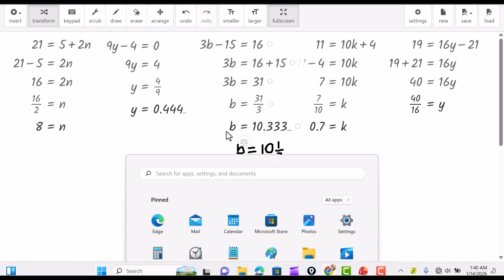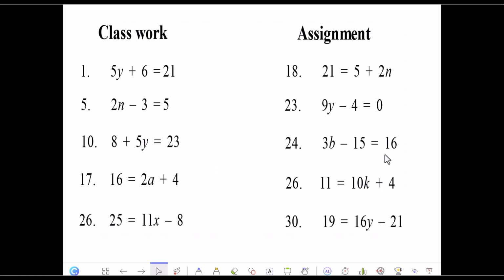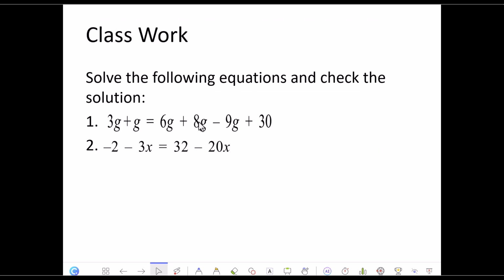So to end our class, let's look at the two work I gave in class, the two class work. Some of us argued about this in class, but I don't know why you are arguing. Simple equation is the same anytime and any day. Let's go and input this in Grasshopper Math.